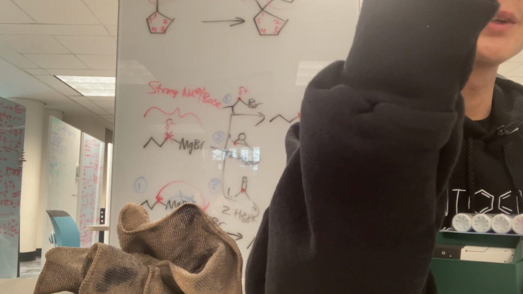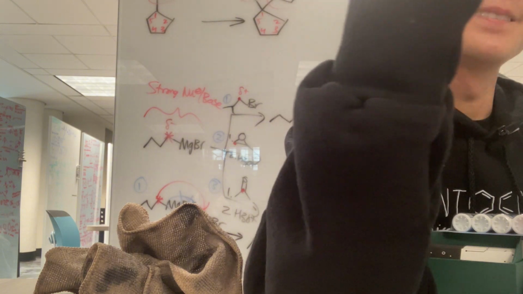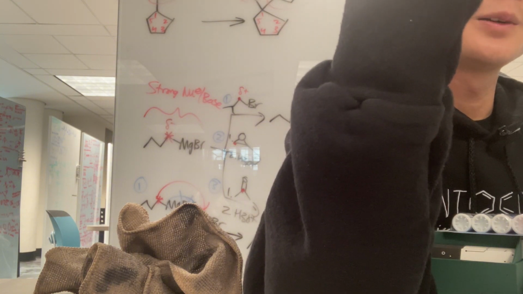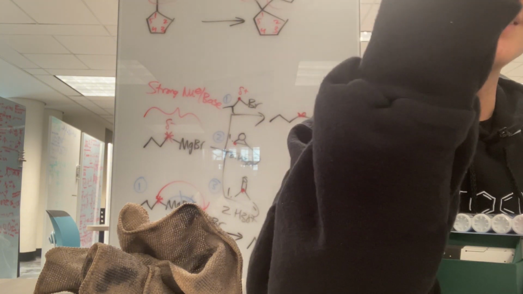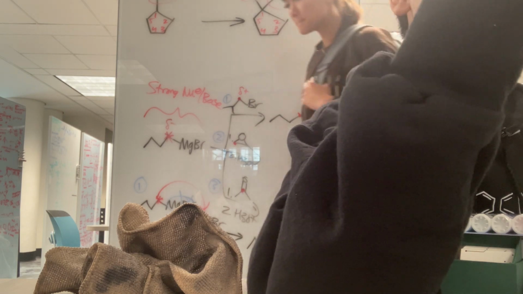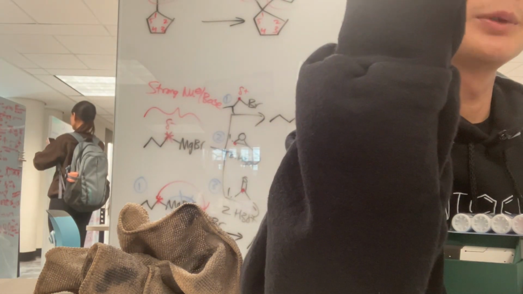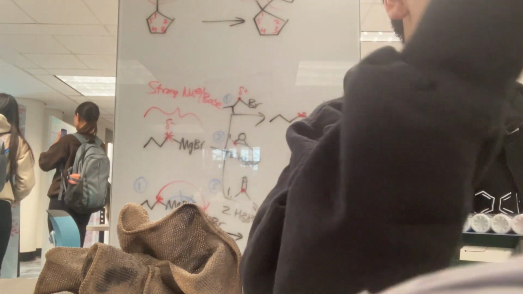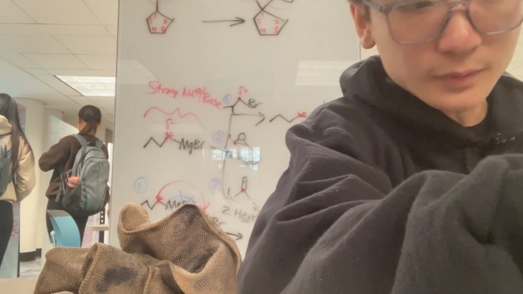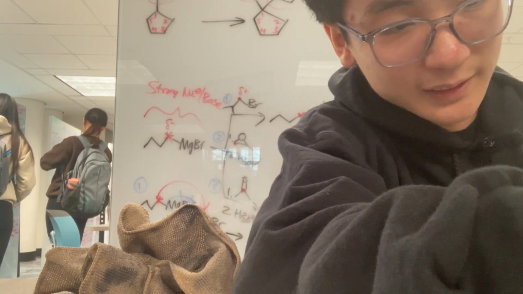The new bond here is gonna go down, because if this bond is going up relative to this bond, the new bond has to go down right here. Imagine this as your reference line bond right there. This bond is going up, so the new bond is gonna go down because we're doing backside attack. So let's erase this bond right here and draw a bond going down.